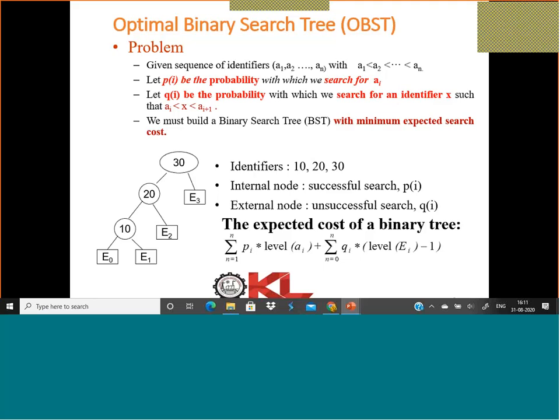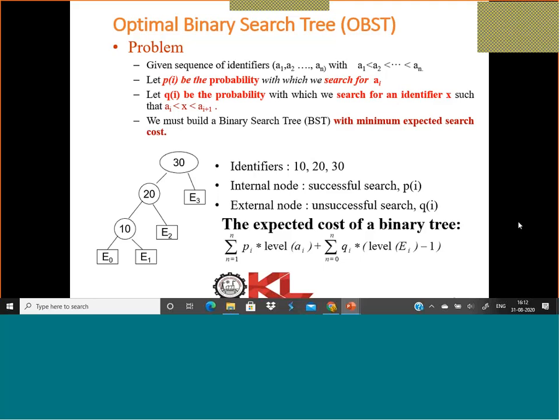At the same time, I am also giving a probability of unsuccessful search, like Q of I. So Q of I is nothing but the probability with which we search for an identifier X such that A of I is less than X and less than A of I plus 1. Okay, so this point is very important. You need to understand.